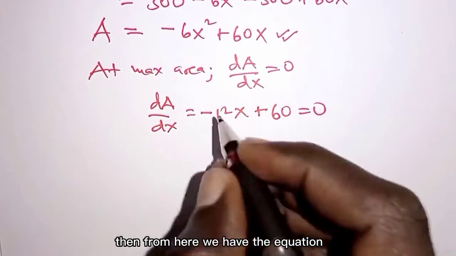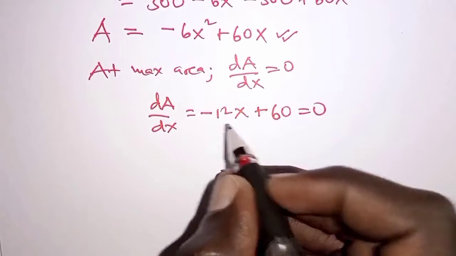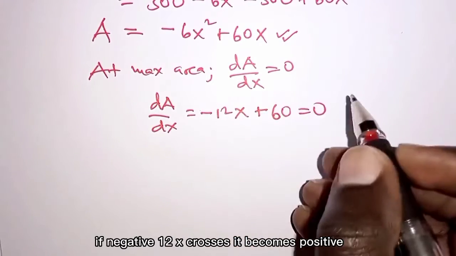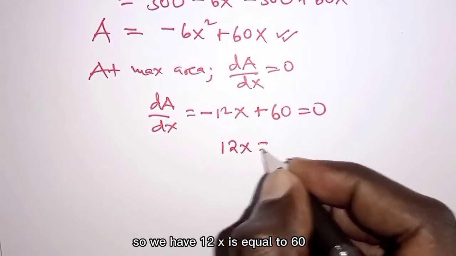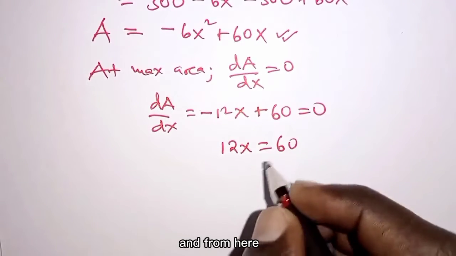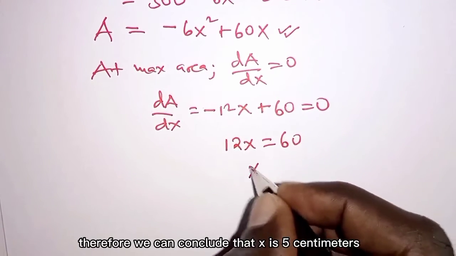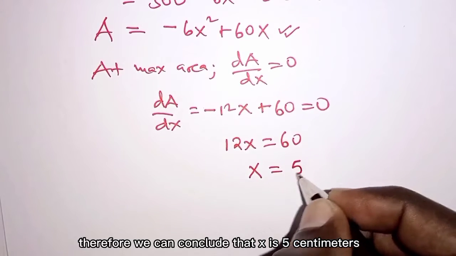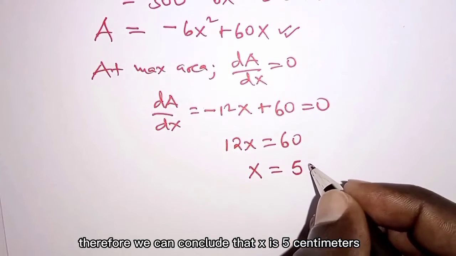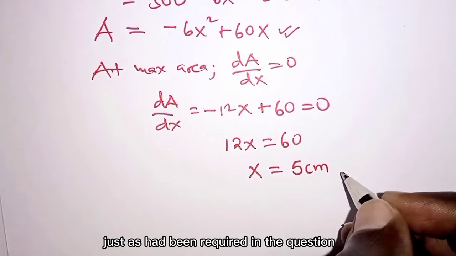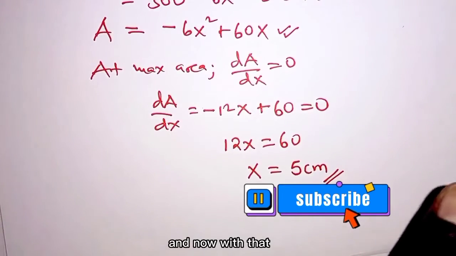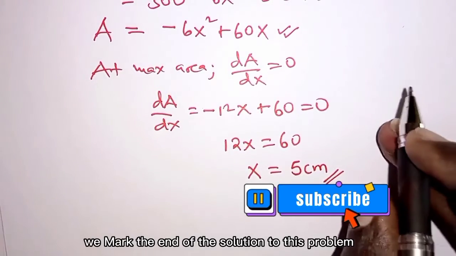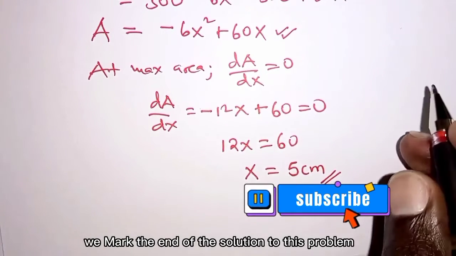Then from here we have the equation. If negative 12x crosses, it becomes positive, so we have 12x is equal to 60. And from here, therefore, we can conclude that x is 5 centimeters, just as had been required in the question. And now with that, we mark the end of the solution to this problem.